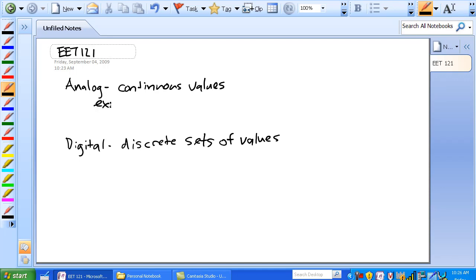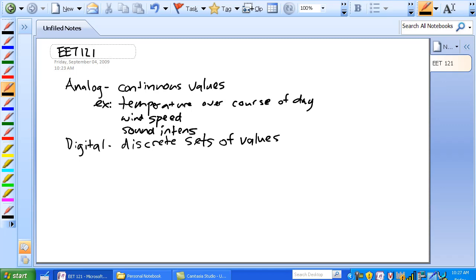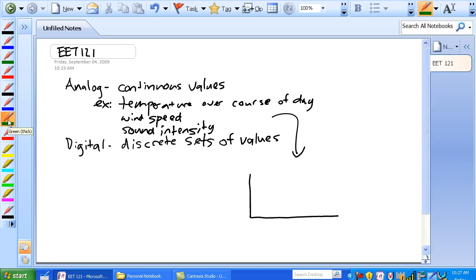An example of an analog signal is something like temperature over the course of the day, something like wind speed, sound intensity, anything that varies continuously. If we were to draw a graph of an analog signal, just a temperature example, where this is the time axis, this is the temperature axis, degrees Celsius, degrees Fahrenheit, doesn't matter. But it starts out in the morning, it's a little cool, and slowly rises to a peak in the day, and then starts cooling off at the end of the day. That's basically a very smooth, continuous curve.